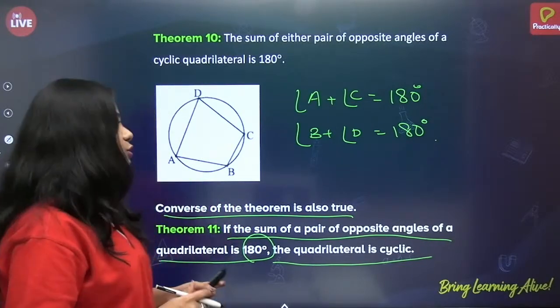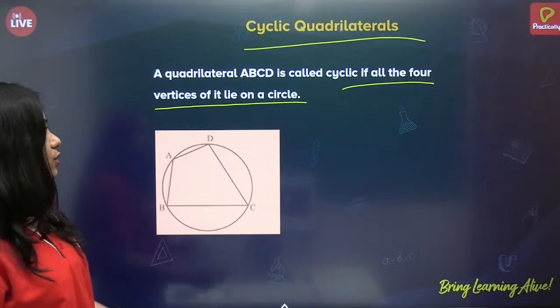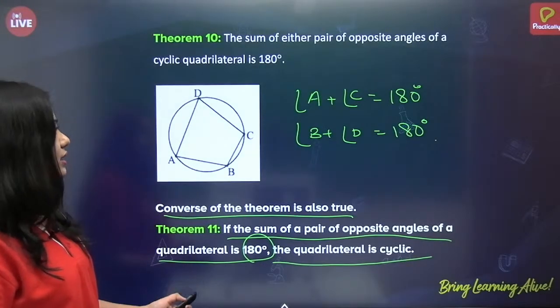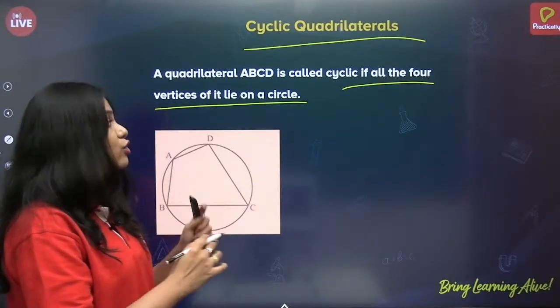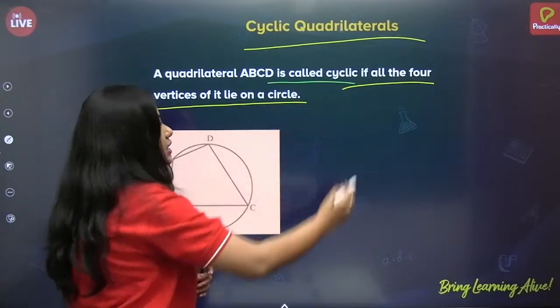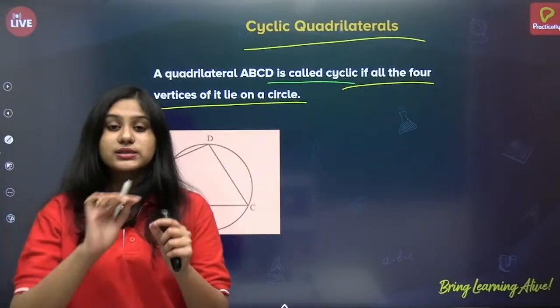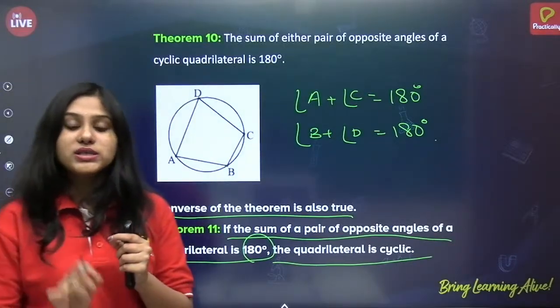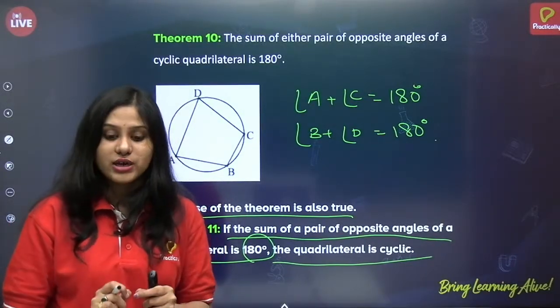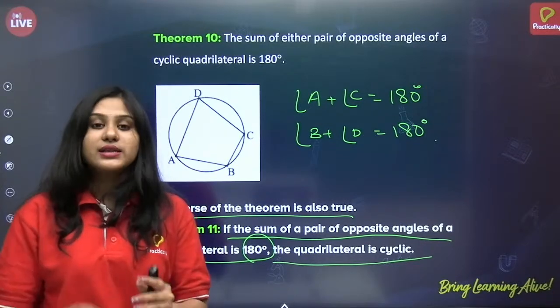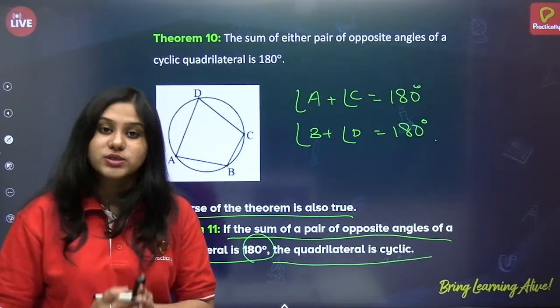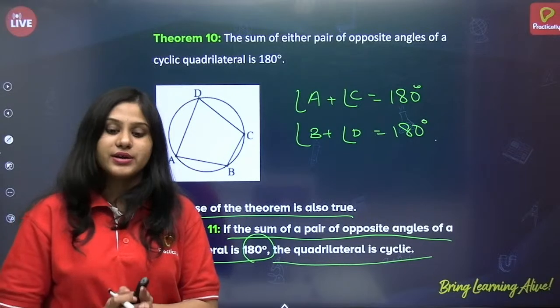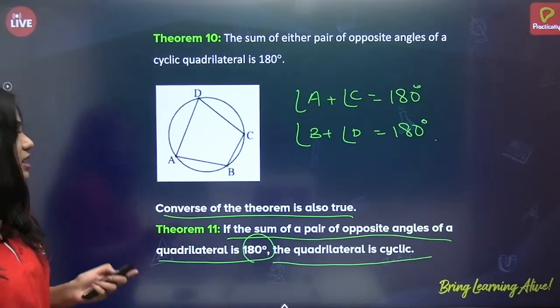Okay, so again I'm repeating, what is a cyclic quadrilateral? A quadrilateral is called cyclic if all the 4 vertices lie on the circle. Next, the opposite angles of a cyclic quadrilateral are supplementary, that is, the sum of opposite angles is equal to 180 degrees. Correct? Next.